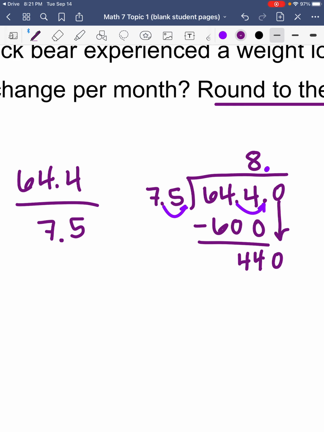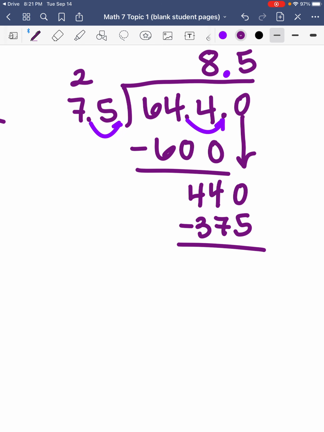How many times does 75 go into 440? Well, I know that 75 times 10 would be 750. And 440, maybe a little bit more than halfway. But let's try 5. 5 times 5 is 25. 5 times 7 is 35. Plus 2 is 37. So I think we're okay here.